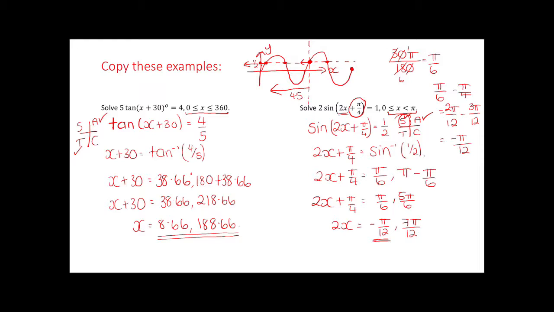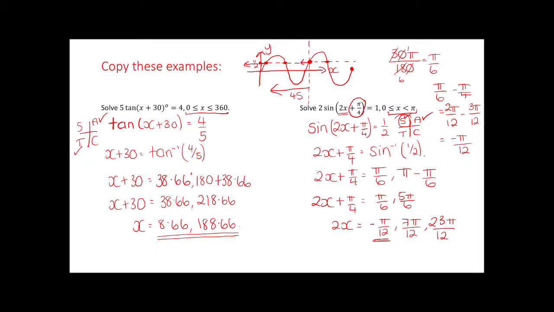Now we know that our graphs are cyclical. They repeat themselves every 360 degrees. So that means that that negative pi over 12 repeats itself further along the graph. And to find that, we are going to have to add on 360 degrees. So when we do that, we end up with 23 pi over 12.